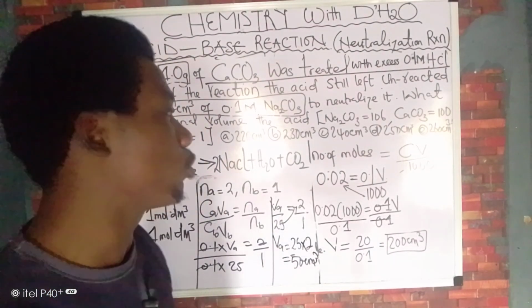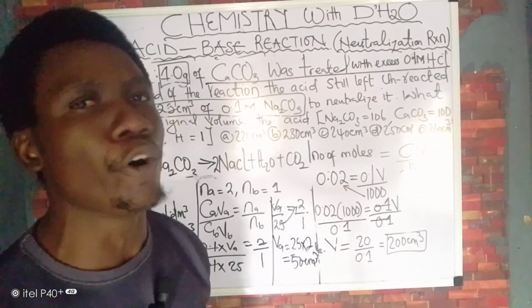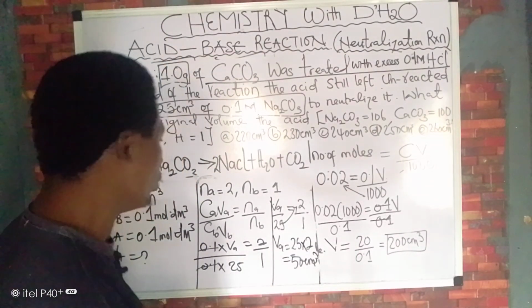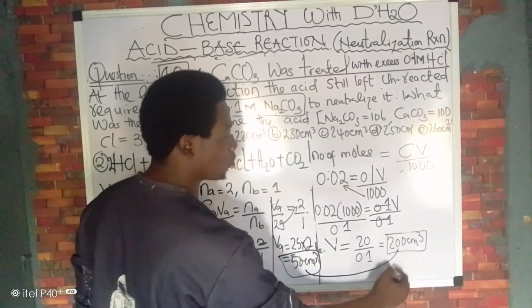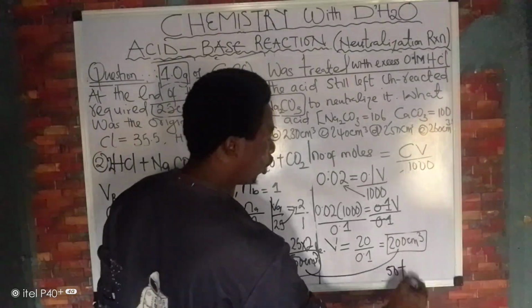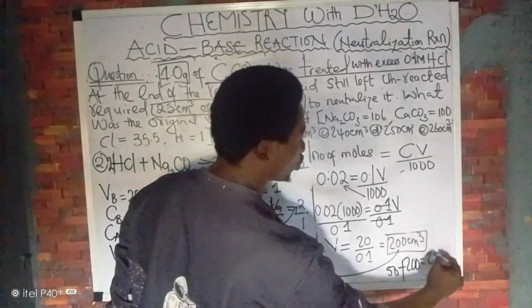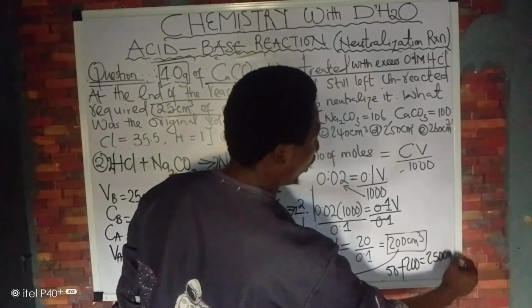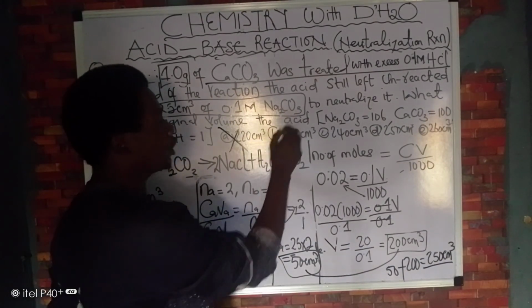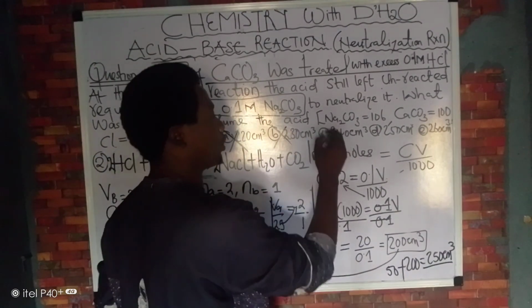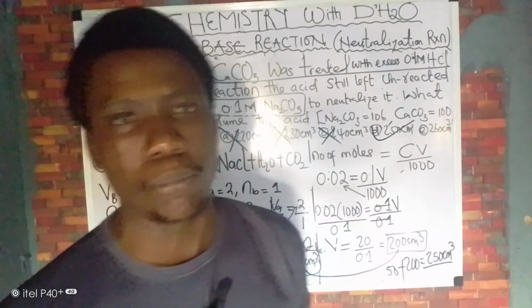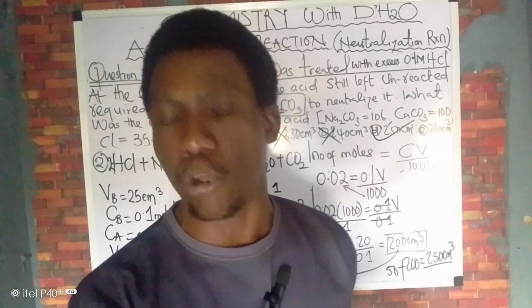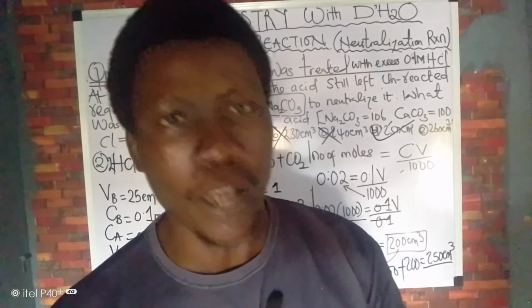So if we have 50 cm cube, we are looking for the original volume of the acid. Good. So you have 50 here, and here you have 200. So we add it up together, you have 50 plus 200 to give us 250 cm cube. So the answer is not A, it is not B, it is not C. The answer is D, which is 250 cm cube.